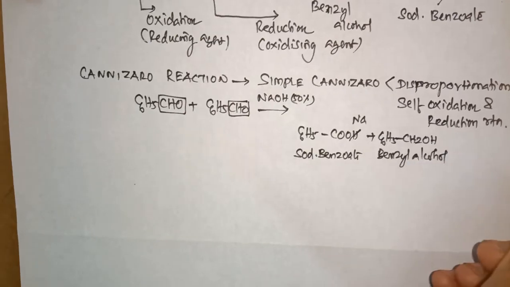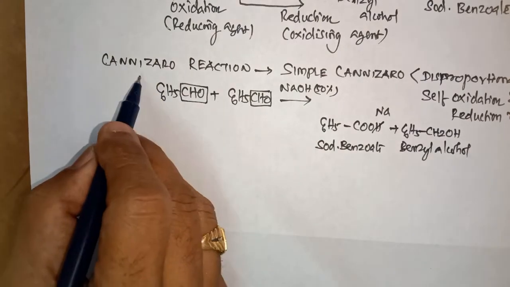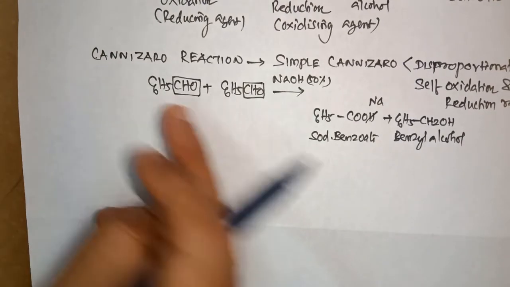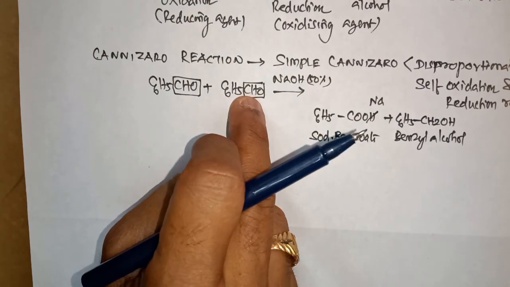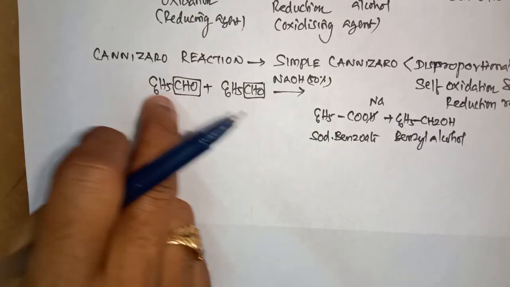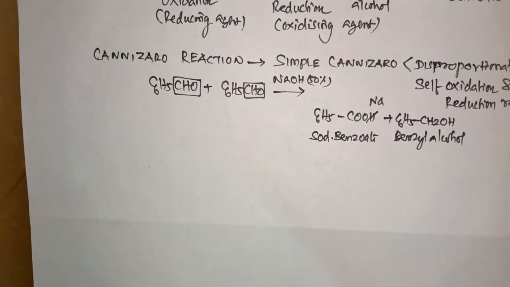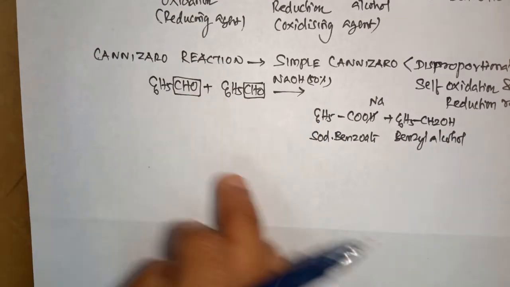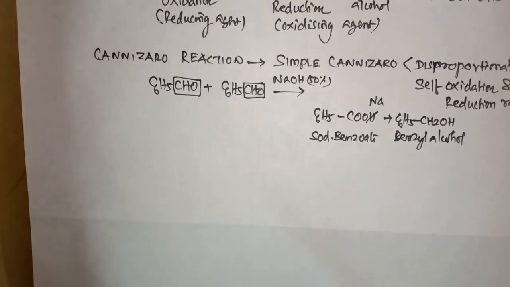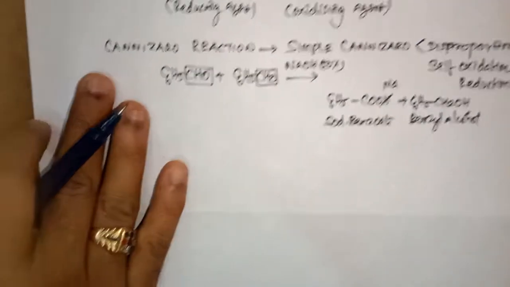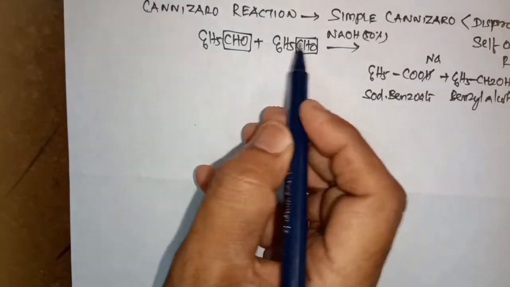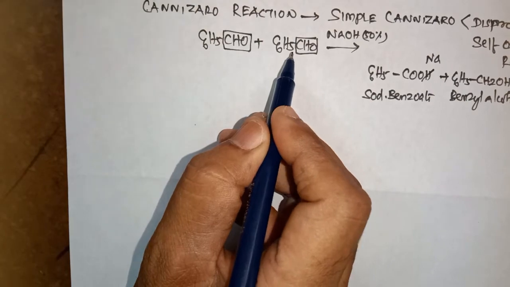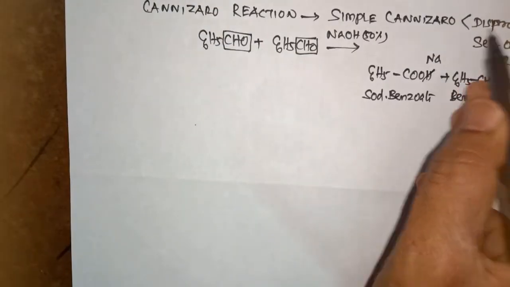Suppose I put some questions regarding this. In the Cannizzaro reaction of benzaldehyde, what is the reducing agent? You write benzaldehyde. What is the oxidizing agent? You write benzaldehyde. The benzaldehyde acting as oxidizing agent will undergo reduction, becoming alcohol. The benzaldehyde acting as reducing agent will undergo oxidation. That's all about the simple one. It is always called disproportionation.